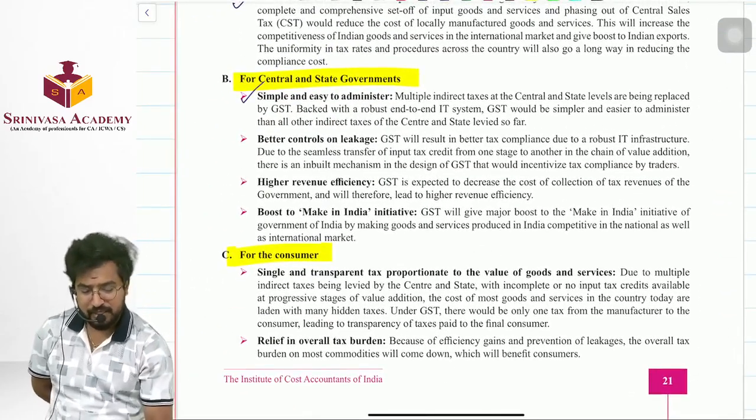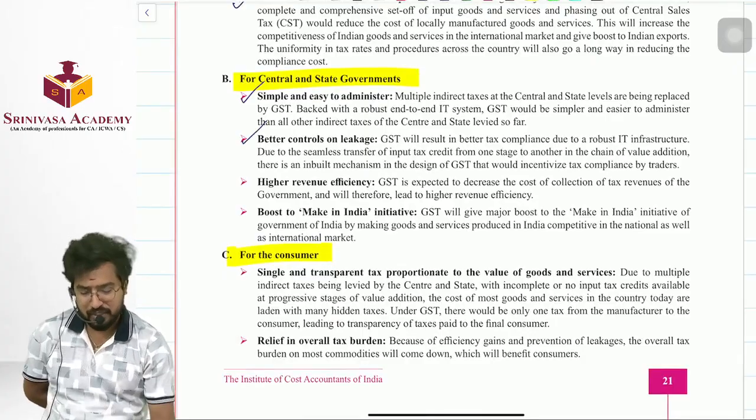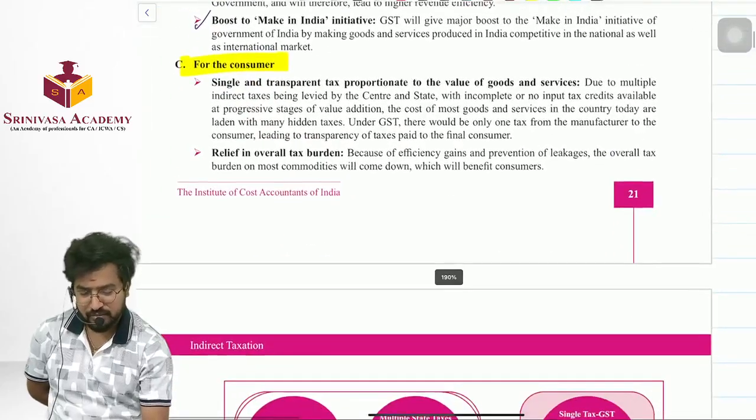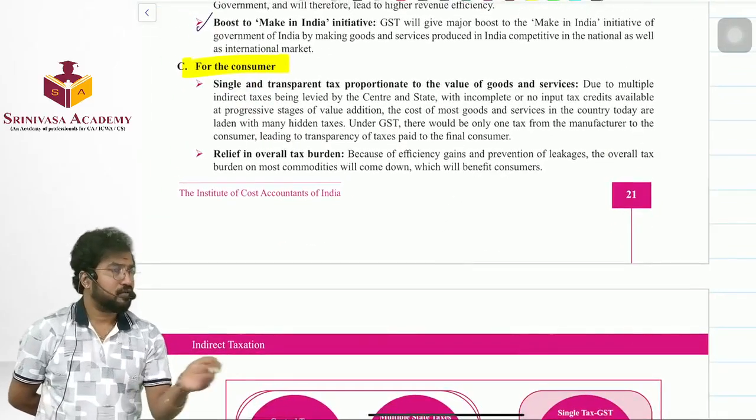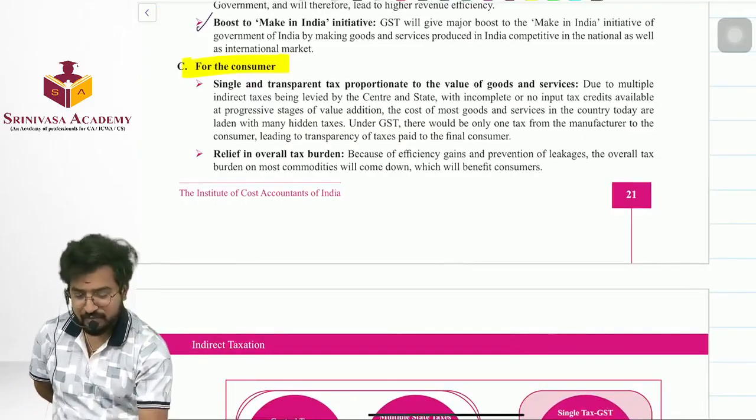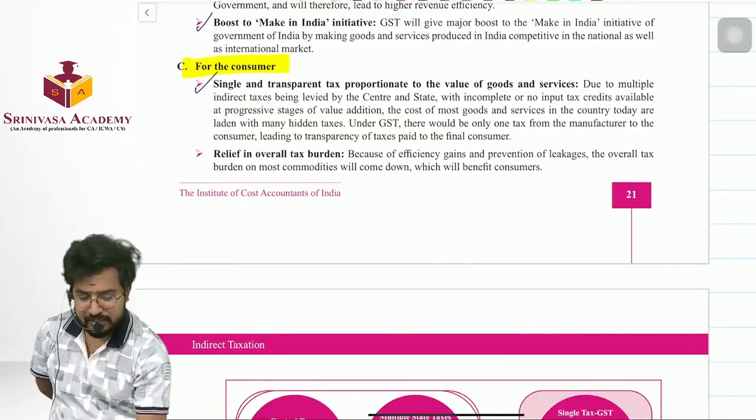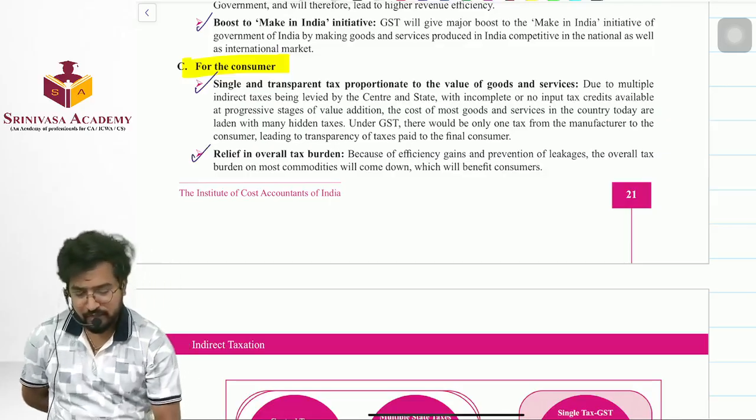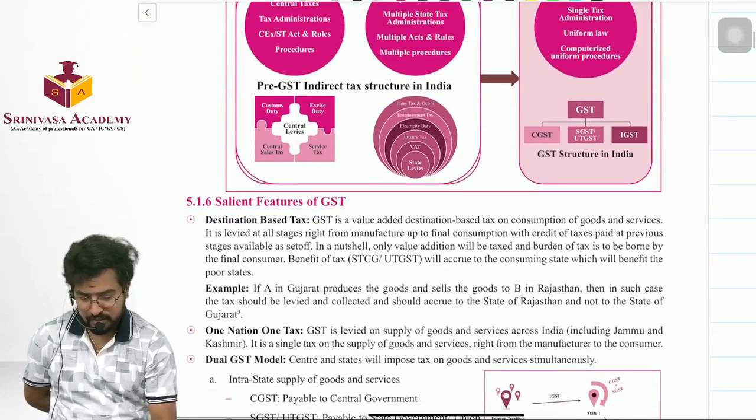Next, for central and state government, what is the advantage? Simple and easy to administer, better controls on leakage, higher revenue efficiency, boost to Make in India initiative. If it was a regular batch, I would have told you the logic for all the points, but now remember what is what. Next, for consumers: single and transparent tax proportionate to the value of goods, and relief in overall tax burden. These are the two benefits.